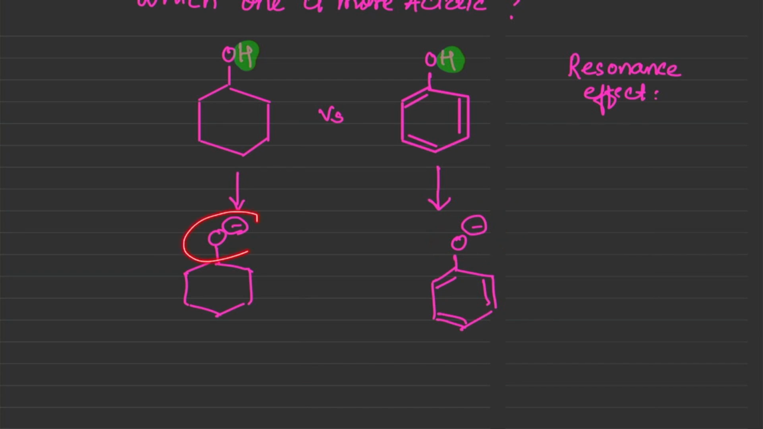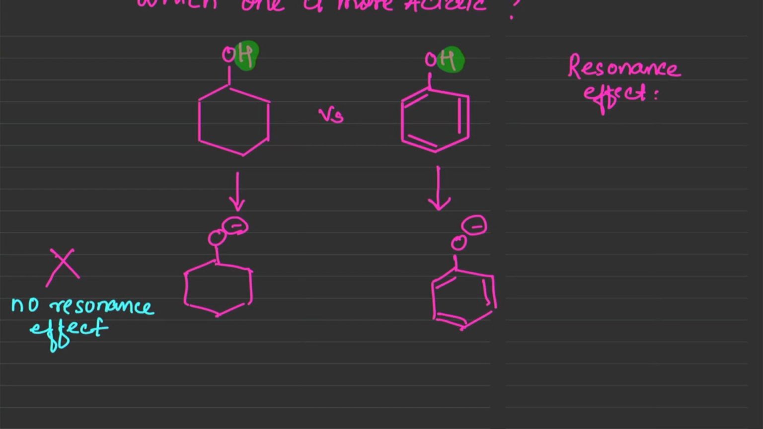Here, the negative charge on oxygen cannot be distributed through the resonance effect. So there is no resonance effect on the molecule on the left side. Now you must be wondering why. This will make sense in a second if we look at the structure here, how we can delocalize the negative charge on oxygen across the molecule.